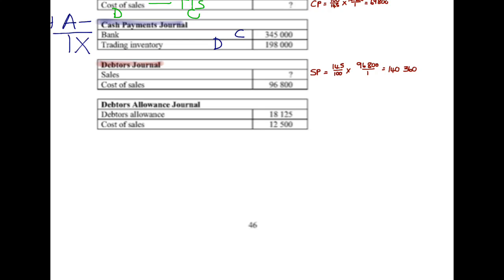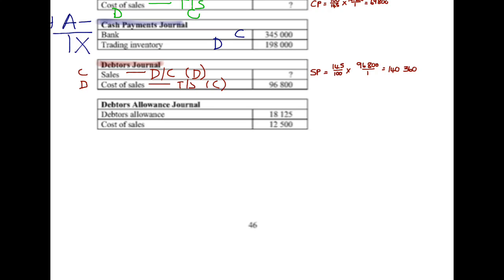So the DJ has only two columns, sales and cost of sales. Now I hope you know by now that sales goes with debtors control. So sales needs to increase, in other words it needs to credit, so that debtors control needs to increase, and that happens on the debit side. Cost of sales then goes together with trading stock or trading inventory. So cost of sales increases on the debit side, whereas trading stock decreases on the credit side.